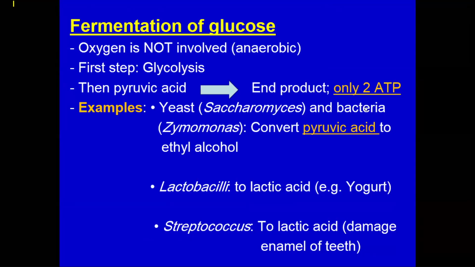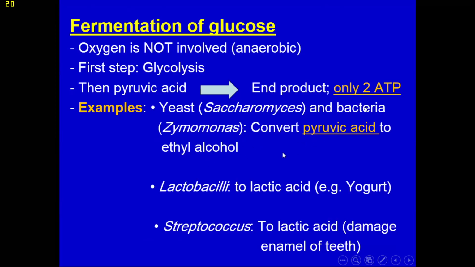وهذه الفرمنتيشن ممكن يستفاد منها في الصناعة. يعني مثلا عندك استخدام الخمائر، ييست، سكرومايسيس، أم بكتيريا، زيموموناس، هذه تستخدم في الصناعة. Convert pyruvic acid to ethyl alcohol، تصنيع الإيثايل الكحول by these microbes.